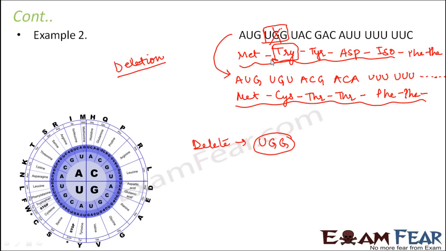So whenever the addition or deletion doesn't impact the entire reading frame, then we say that the impact is less, because at least the same amino acids are getting synthesized. But whenever the change is such that it impacts the entire reading frame, then altogether a completely different sequence of amino acids will be synthesized.